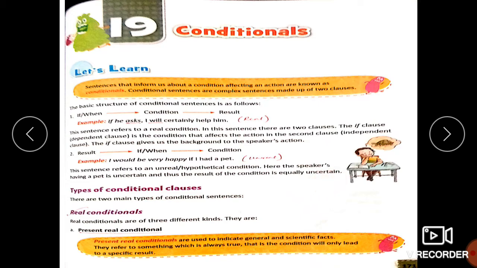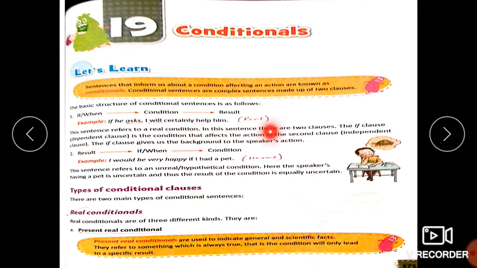Now coming to real and unreal, the first sentence you see implies a real condition. If he asks, I will certainly help him. This is some action or some consequence or expression that we draw from a certain circumstance or situation. I know I am in a situation where there is somebody who I expect should take help from me, and I'm waiting. If that person asks me, I shall really help him.